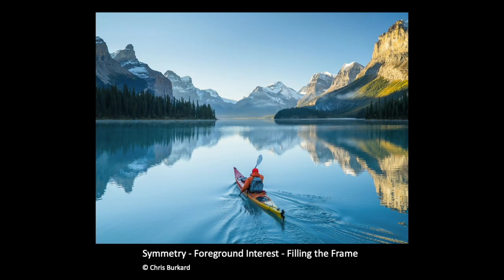This is a wonderful image by Chris Burkhardt that uses reflection and symmetry. Symmetry here is both on the horizontal and vertical axis. However, Chris also added a man-made point of interest in the foreground of the image with the colorful kayaker. Make sure also that you fill the frame with what is significant and capture only that, which is what Chris does here.